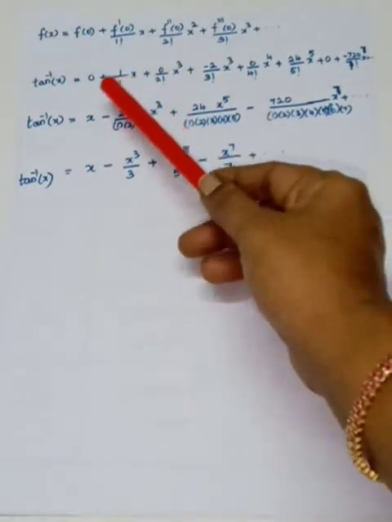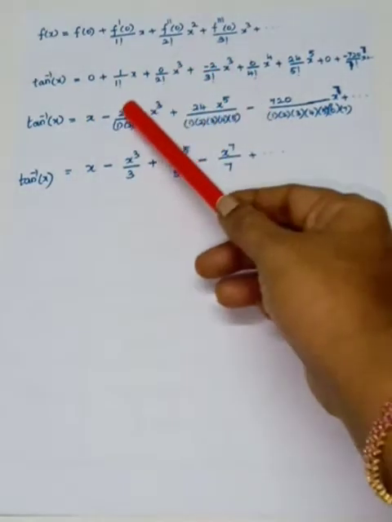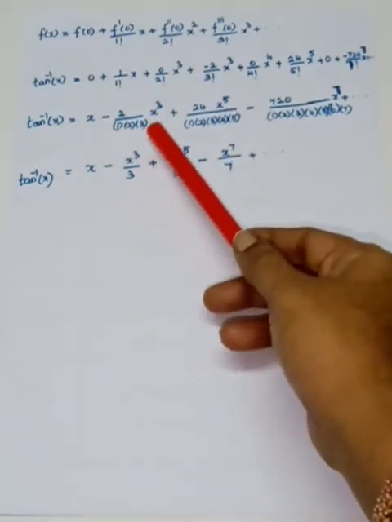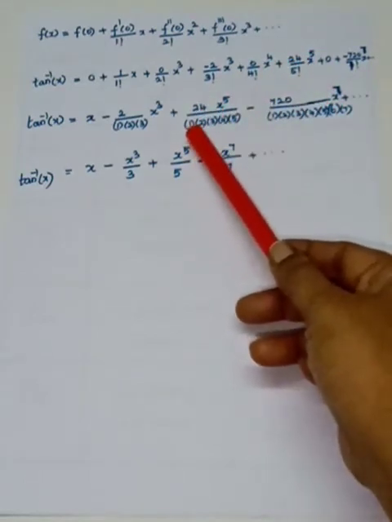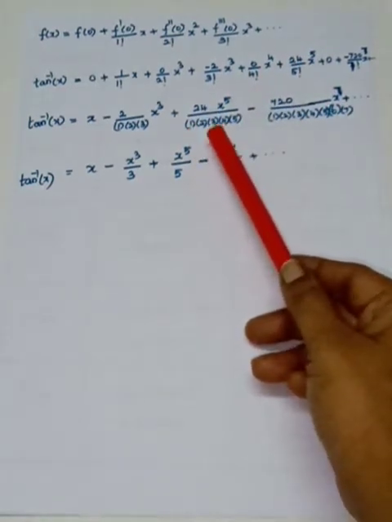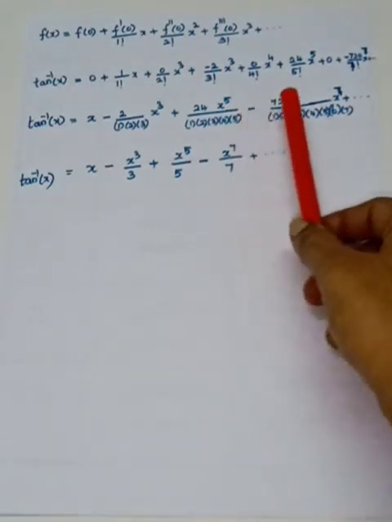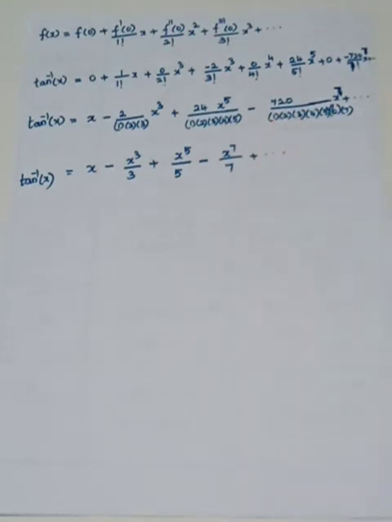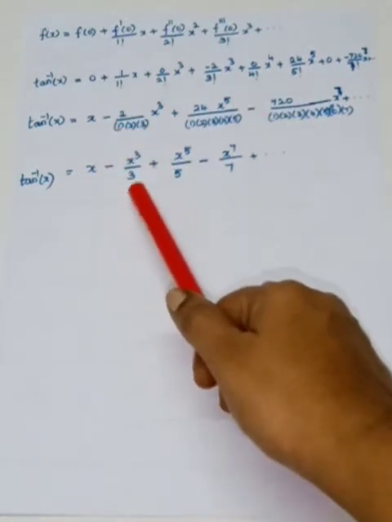So here the first term is x. The second term will become 0. Here minus 2x cubed divided by 3 factorial is 1 into 2 into 3. In the same way, this is 0. And come to 24 divided by 5 factorial, 1 into 2 into 3 into 4 into 5 into x power 5. Minus 720 into 7 factorial, what is it? 1 into 2 into 3 into 4 into 5 into 6 into 7 into x power 7. So this 2 gets cancelled. So x cubed by 3.